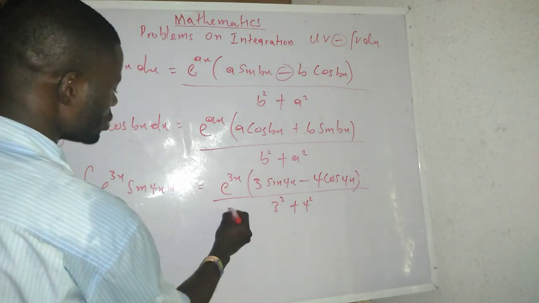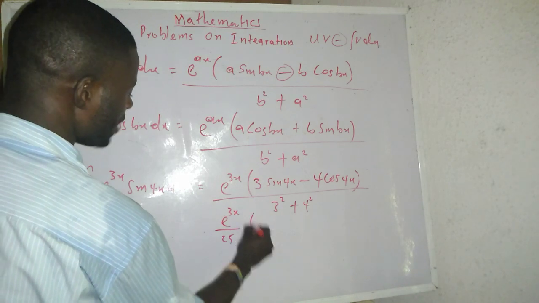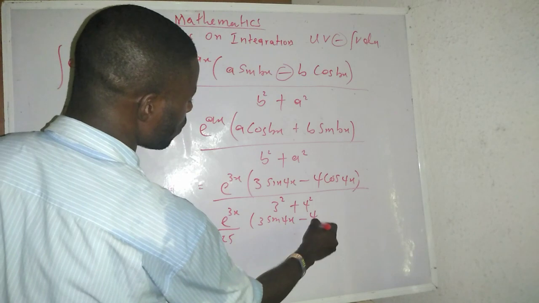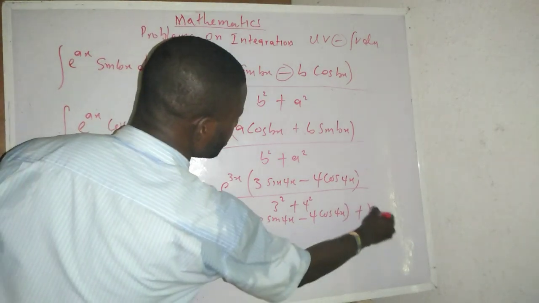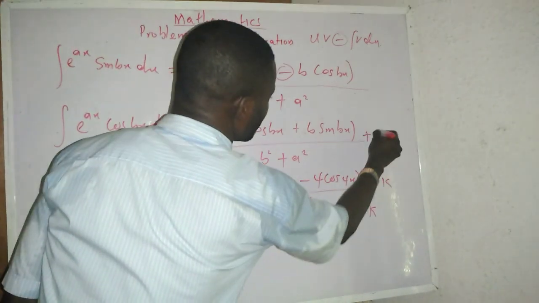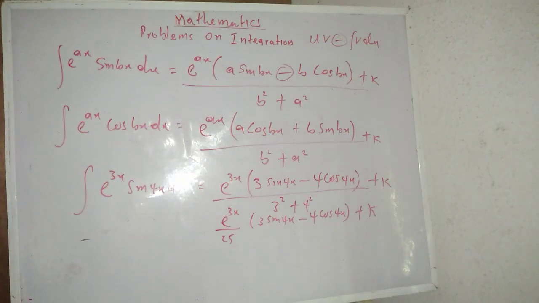Which my final answer will be e raised to power x all over 25, bracket of what? 3 sine 4x minus 4 cos 4x plus k. That is my final answer. Please, plus k is very important. Plus k is a constant because it's an indefinite integral.